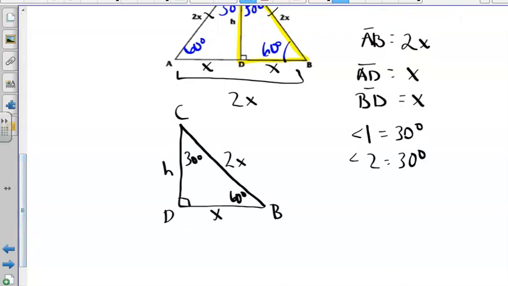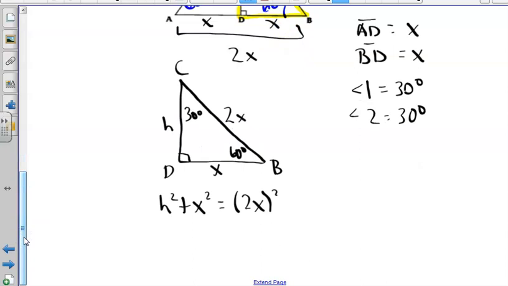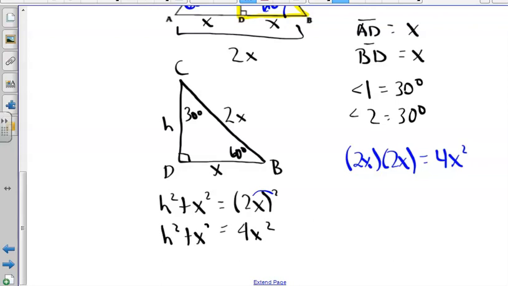So in this right triangle, we could say that h squared plus x squared should equal the quantity 2x squared. Notice I put parentheses around 2x because it's the whole length squared. So when I'm trying to simplify, I have to square 2x. Squaring 2x means you're writing 2x out twice. So that would be 2 times 2, or 4. x times x is x squared. This would simplify to 4x squared. Bring down our h squared plus our x squared.